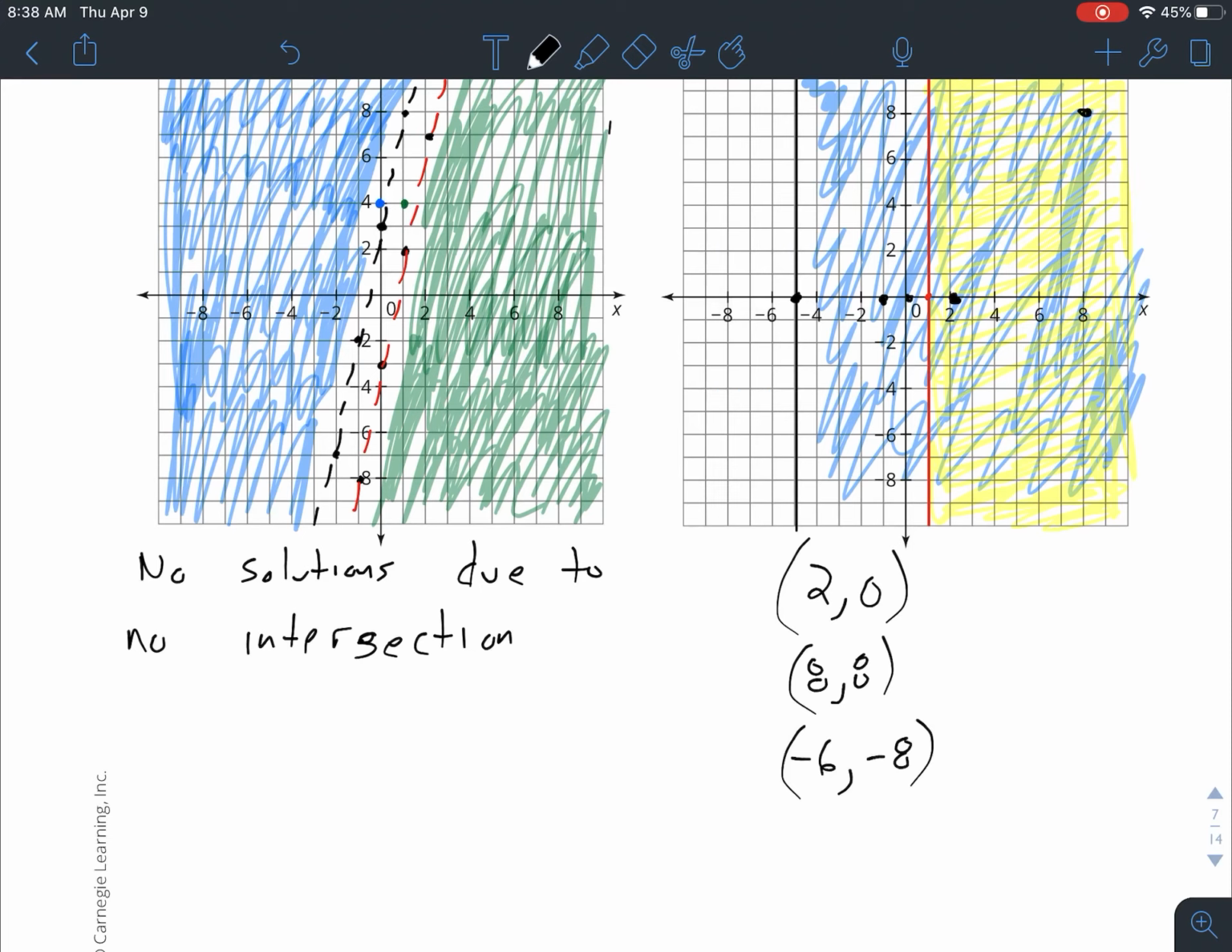I'm sorry, not negative 6. I'm sorry, 6, negative 8. Because they're both shaded. That works. Okay, those are some possible solutions.